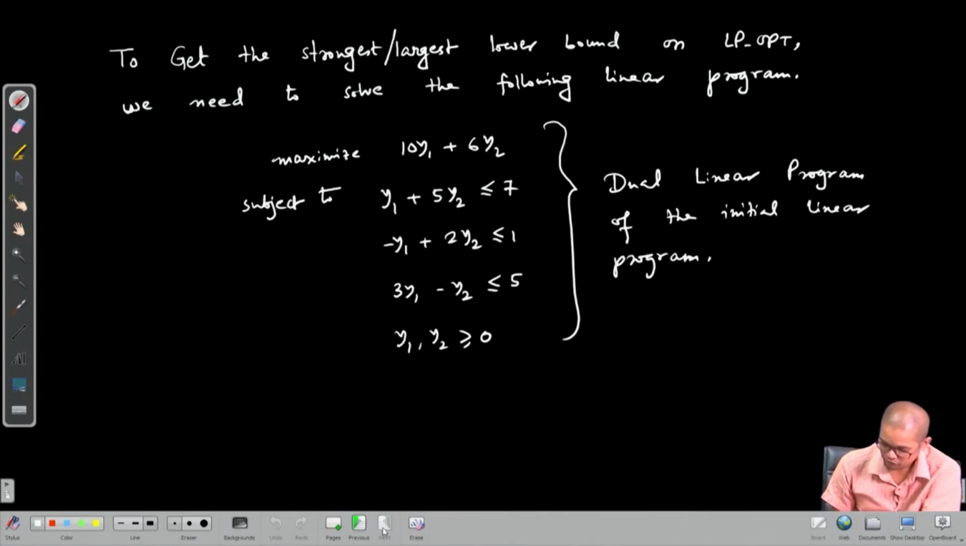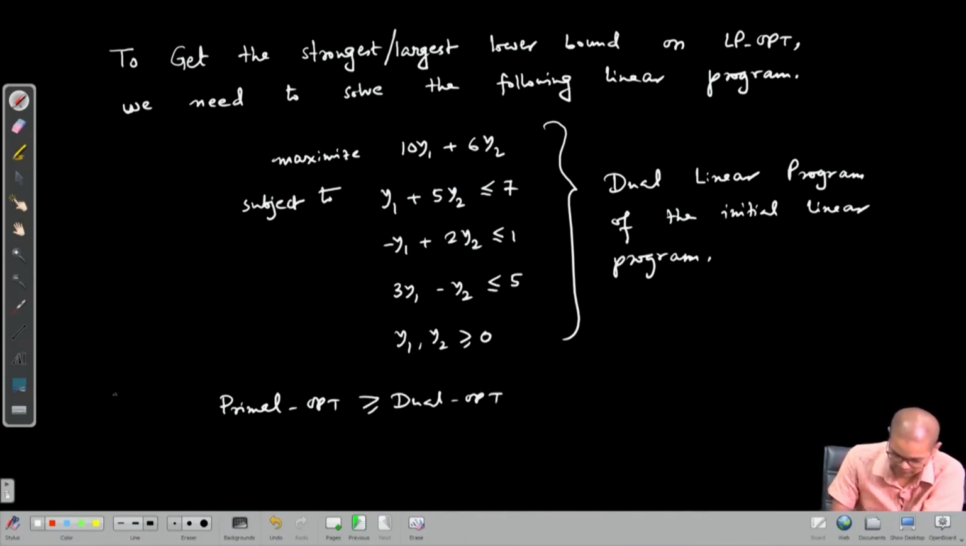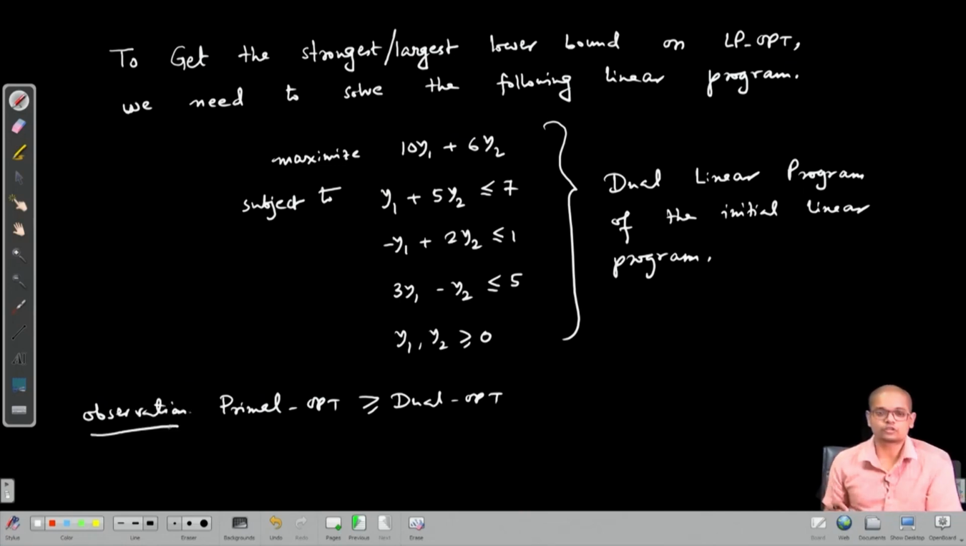From the discussion, it is obvious that primal opt is greater than or equal to dual opt. This is an observation, and this is what is called the weak duality theorem, which we will formally state under certain conditions. So, this holds if both these linear programs are not unbounded and have an optimal solution. Under normal circumstances, this is what is called the weak duality theorem.